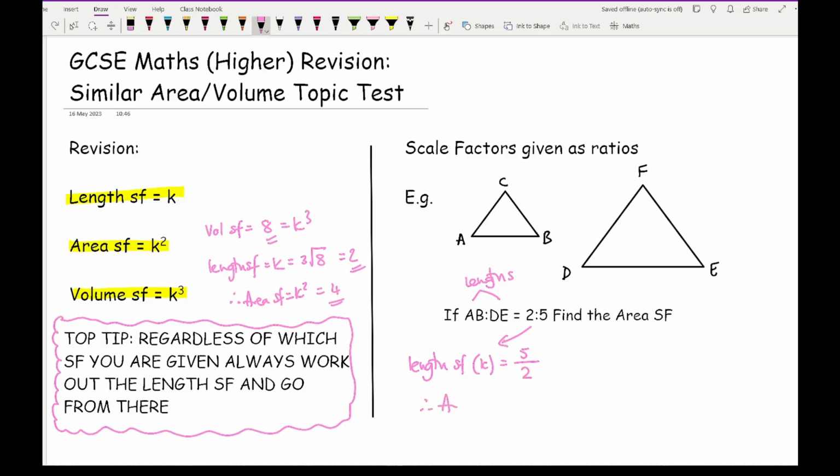So that means that the area scale factor is going to be 5 over 2 squared, which is 25 over 4. If I then, as a bonus, wanted to work out the volume scale factor, if it was a prism, then that would be 5 over 2 cubed, which would be 125 over 8.